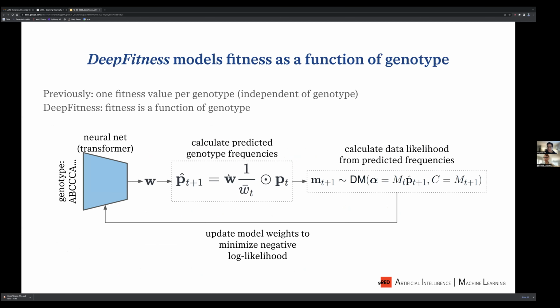Now onto what deep fitness is. So in the prior slide, we focused on having one fitness value, one W per genotype, but that has a couple limitations. For one, what if we want to make predictions on genotypes that we didn't see in the training data? And another limit is that we might want to account for the fact that similar genotypes should have a similar fitness value. The way we'll do that is we'll train a neural network to predict fitness from genotype. This neural network can be, again, just trained using the maximum likelihood approach to maximize the likelihood of the data. And in our case, we used a transformer, which are kind of the best sequence models now.